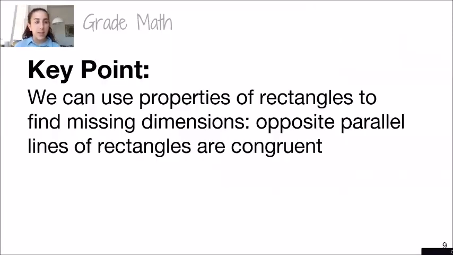I want to bring us back to our key point, which said that we can use properties of rectangles to find missing dimensions. Opposite parallel lines of rectangles are congruent. We used that in both of the problems that we did today in order to find missing dimensions. In your work today, you are going to need to find missing dimensions when you decompose your rectangles. So be very careful and don't assume just because you see a number that it has to represent a dimension.